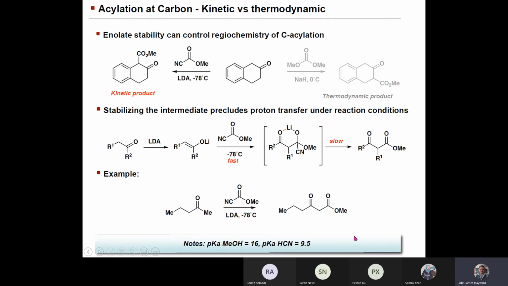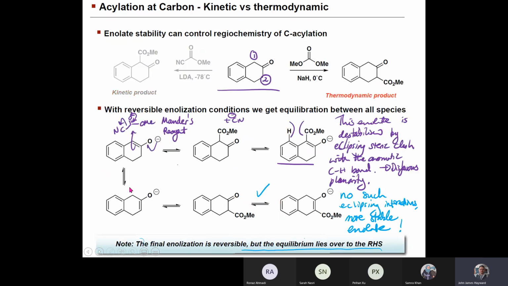Let's look at another example of this. Well, stabilizing the intermediate precludes proton transfer under reaction conditions. So how can we get... Did something wrong here. My apologies. Okay, sorry, this reagent doesn't do it. Mander's reagent does completely the opposite. Oh, my apologies. We got carried away.